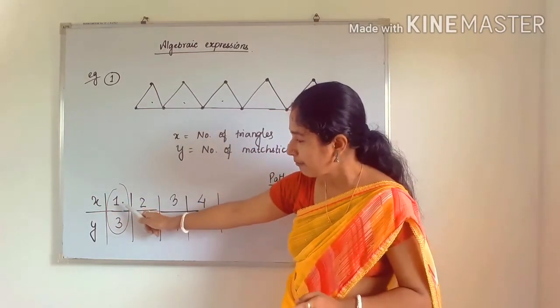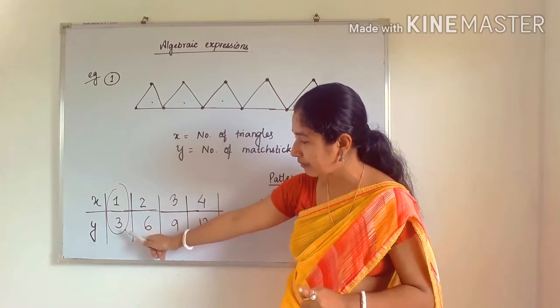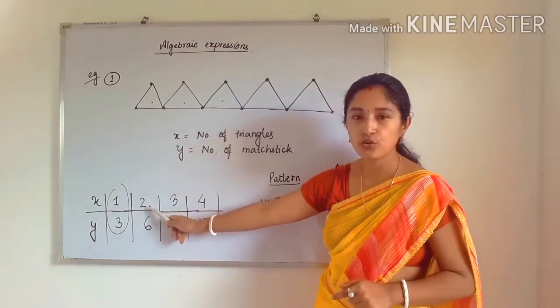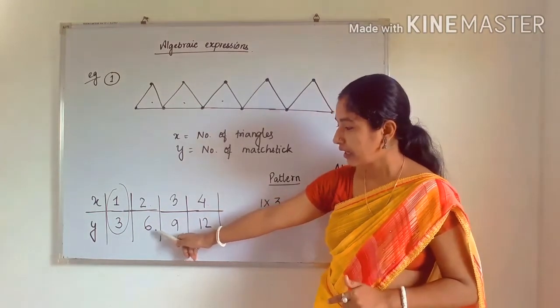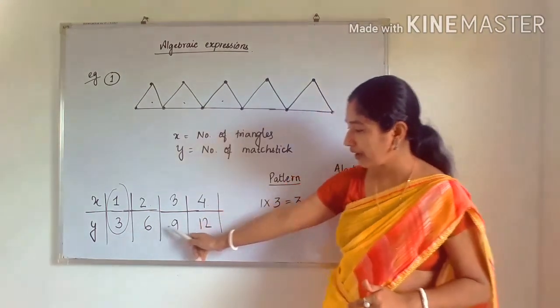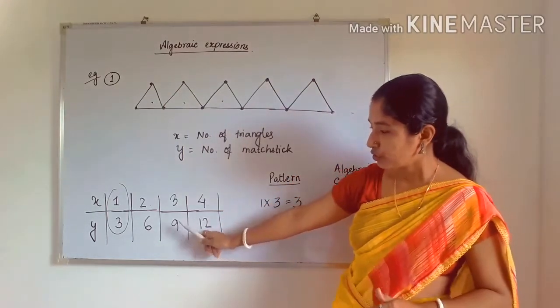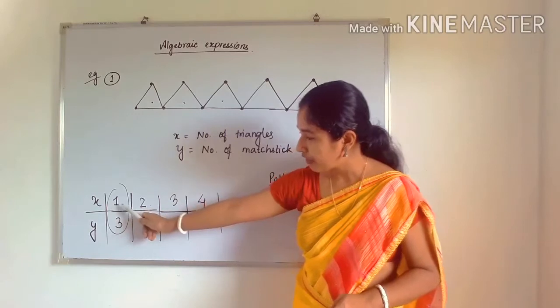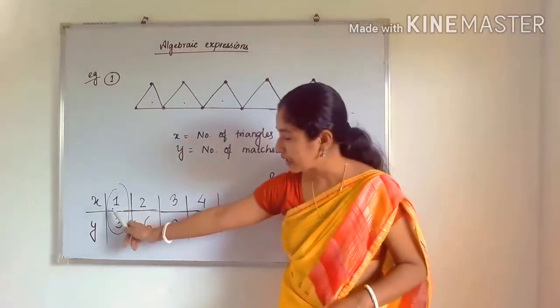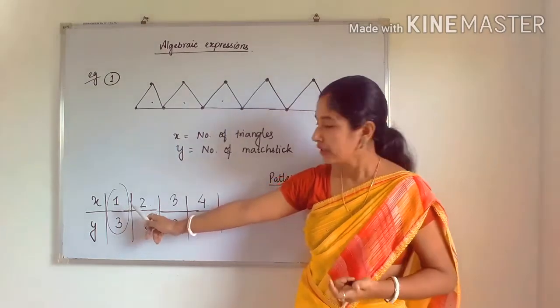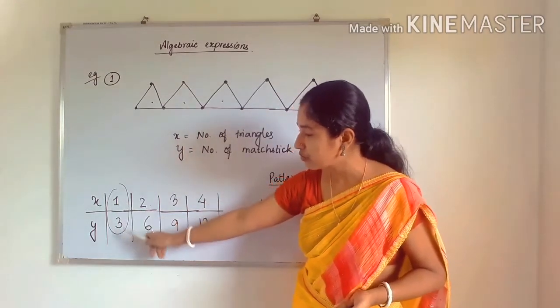You can see here the value of x is 1 and the value of y is 3. Similarly, see here the value of x is 2 and the value of y is 6. That means the values of y are all what? Are all multiples of 3. So when we multiply the first row, that is the value of x, by 3, then we will get the respective values of y.